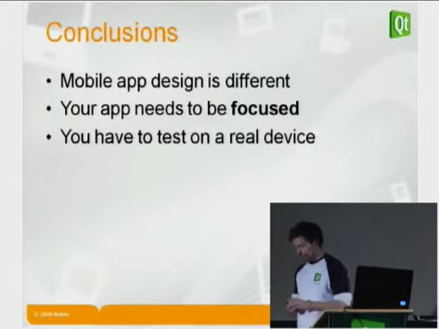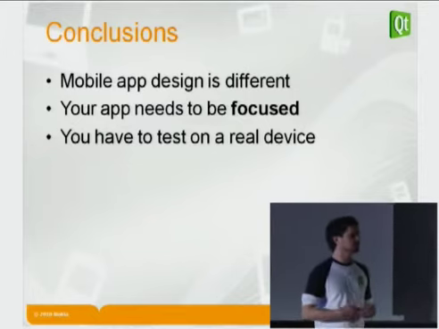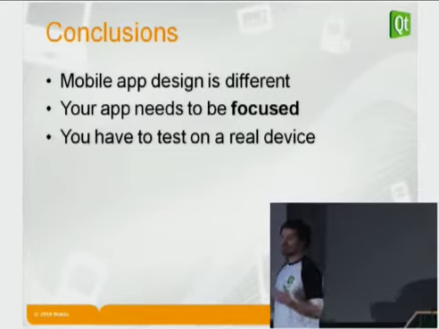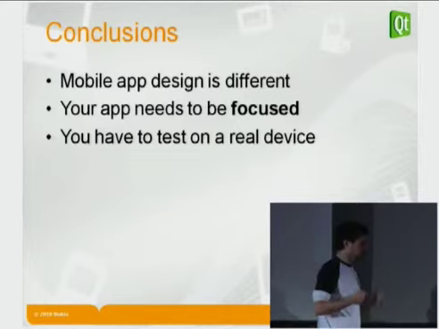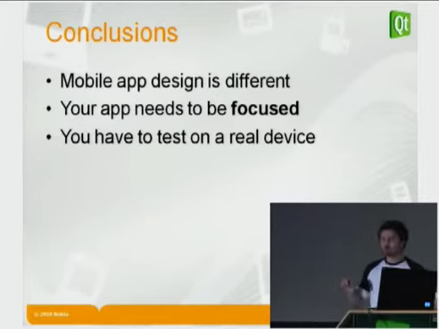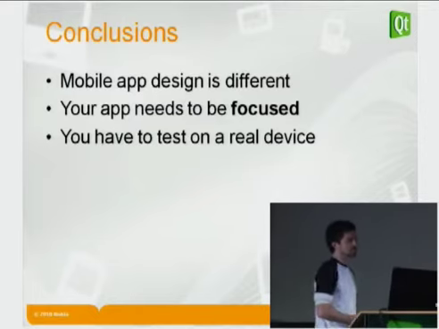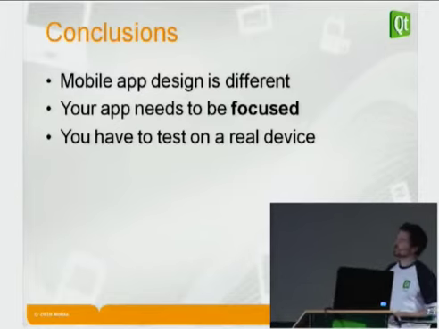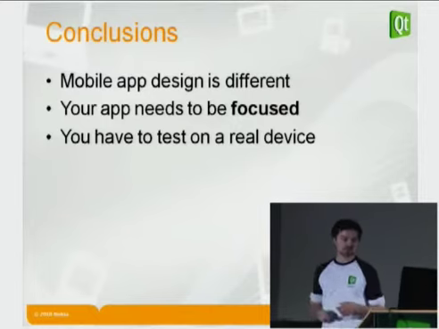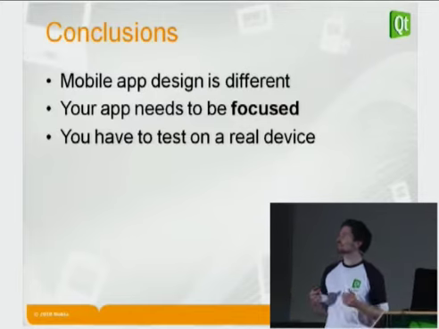So, concluding remarks is that mobile app design is really different from desktop design. You really need to keep your app focused. Find those key areas where your app really is supposed to deliver and polish those. Compete on making those few great features proper, make them better than your competitors, and then think about adding features later. And last but almost most important is that you have to test on a real device, because you have to iterate these interfaces several times before you can get a feel for how well it actually works in practice.